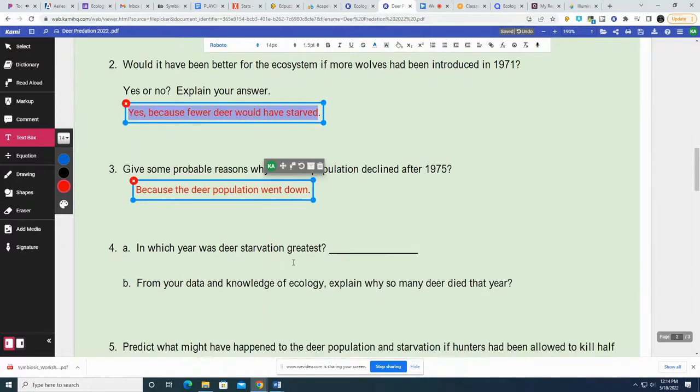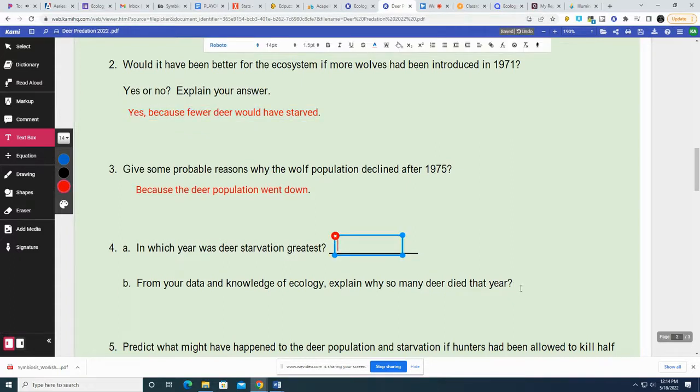Red. All right, so the deer population went down, so the wolves were like, hey, what happened to all the deer? There's not as many deer to eat. So that's why the wolf population went down, because they didn't have as much food to eat. In which year was deer starvation the greatest? That was 1973. According to my data table, that's when 500 deer died of starvation.